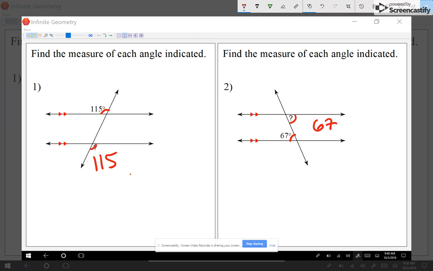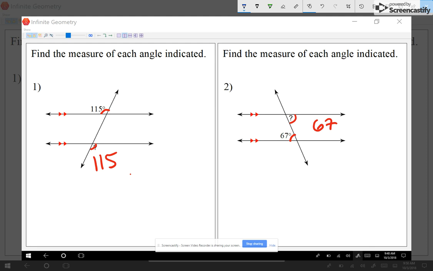Now, I'm not going to say every time they're opposite, because what if I give you this angle 115 and then I ask you for this other angle? They're on opposite sides, but not necessarily the same thing. So whenever we're dealing with alternate interior or alternate exterior, they're the same thing.